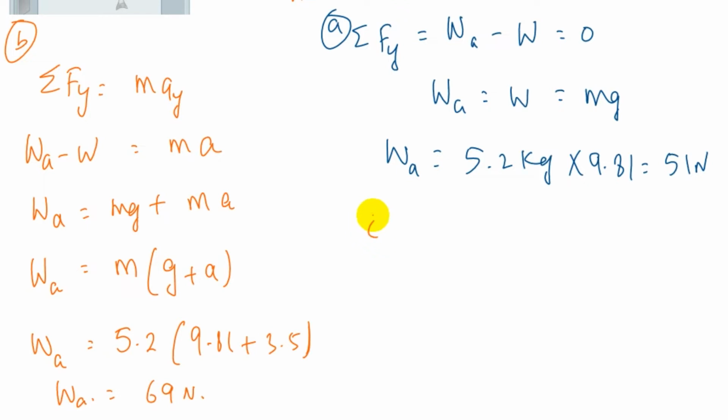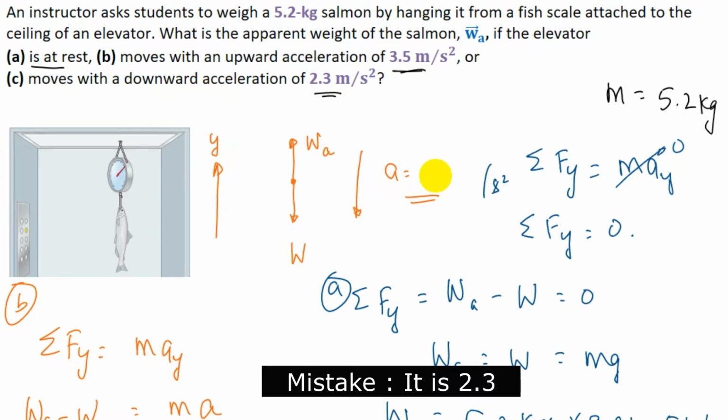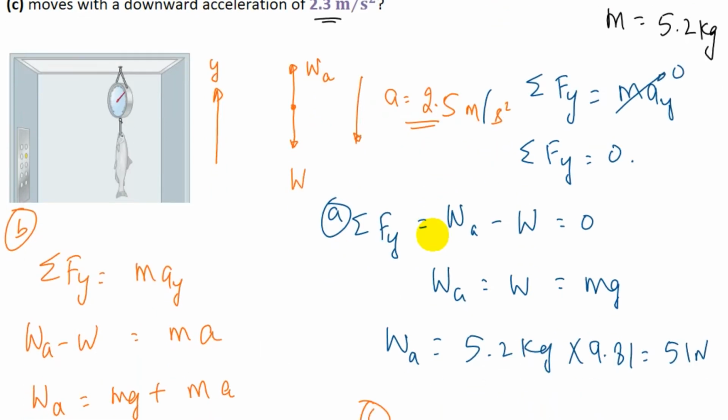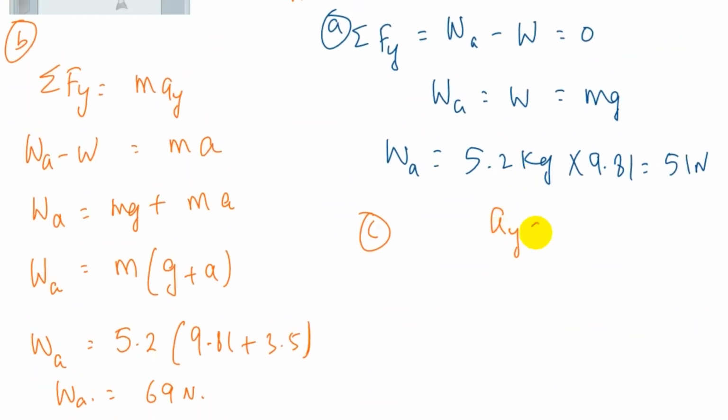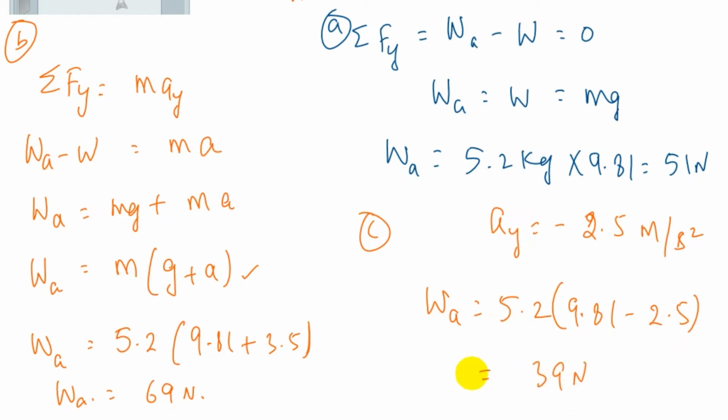Now for the C part, we have to take the acceleration in the downward direction, 2.5 meters per second squared. So basically ay is minus 2.5 meters per second squared. Directly we can use this equation. So Wa, the apparent weight, equals the mass 5.2, g is 9.81, and this time the acceleration is minus 2.5, and that comes out to be 39 Newton.